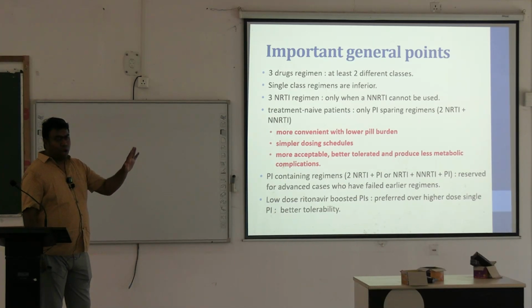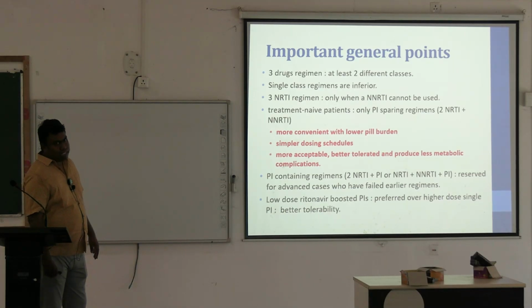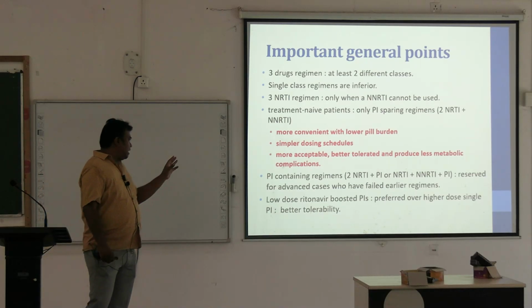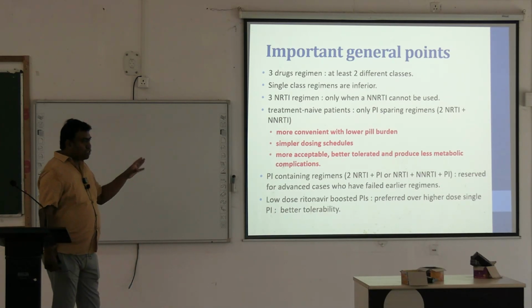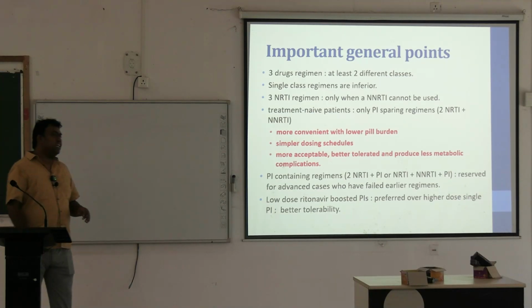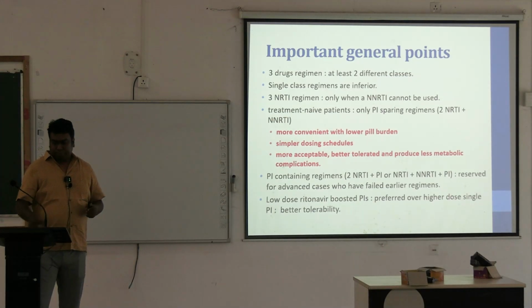Our target is less than 50 copies of viral RNA after 6 months. Low-dose ritonavir boosted PI is preferred over the higher single-dose PI.